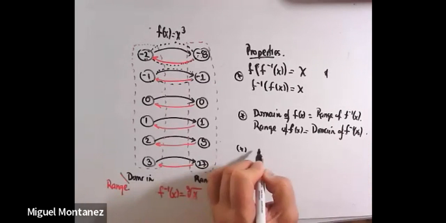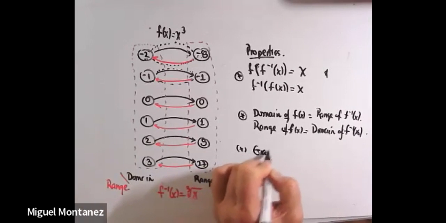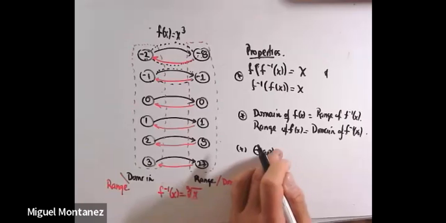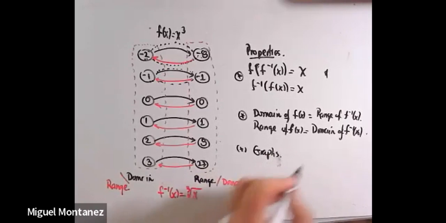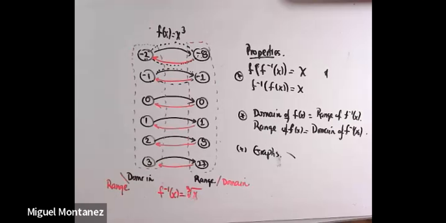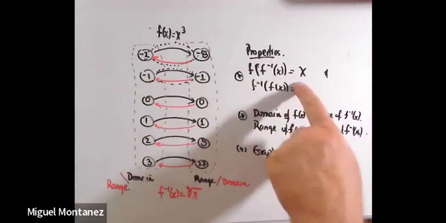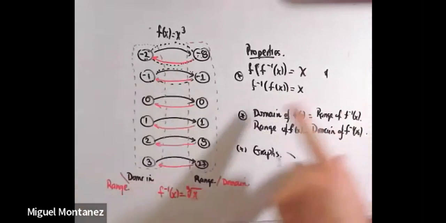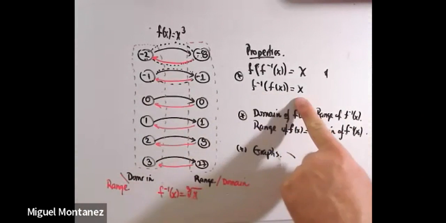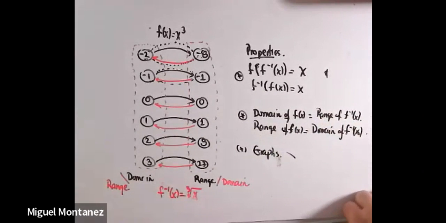And the third property deals with the graphing, the graph of both functions. And we'll talk about that in a few. Okay, folks, so this is what we have so far. f of f inverse of x equals x. Also, f inverse of f of x equals x. And the domain of one is the range of the other.